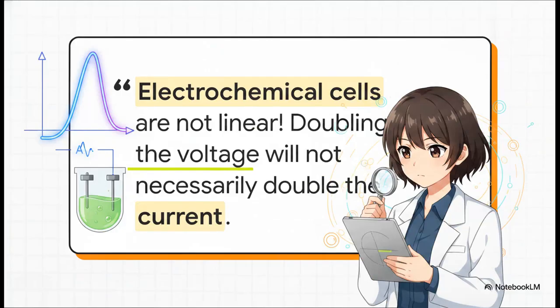But there's a fundamental rule you've got to remember with EIS. Electrochemical cells are not linear. Just doubling the voltage won't necessarily double the current. That's exactly why we keep our AC signals incredibly small. We literally have to trick the electrochemical cell into behaving linearly.